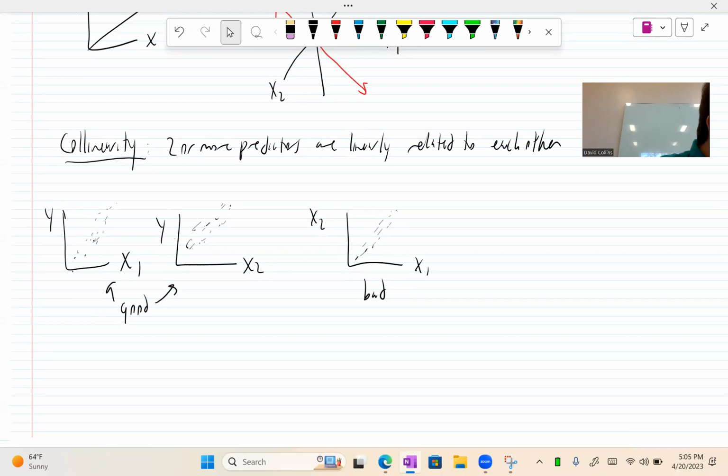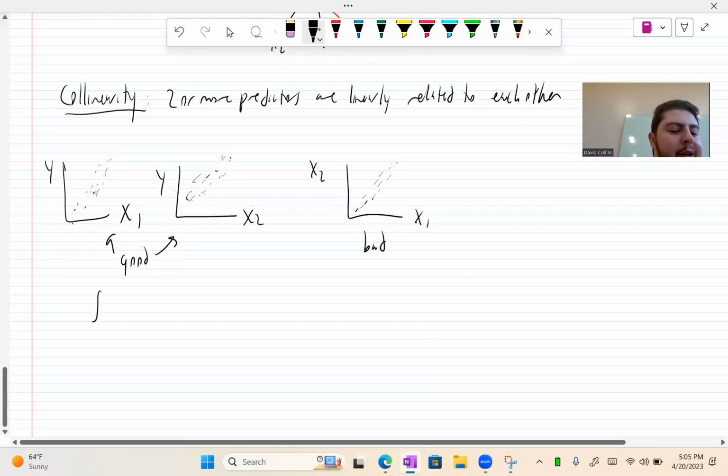What's the difference between those graphs? The axes. You see, the first 2 have Y on the traditional Y axis. The one on the right has X1 and X2. So that is bad. That is collinear, a linear relationship between 2 predictors.